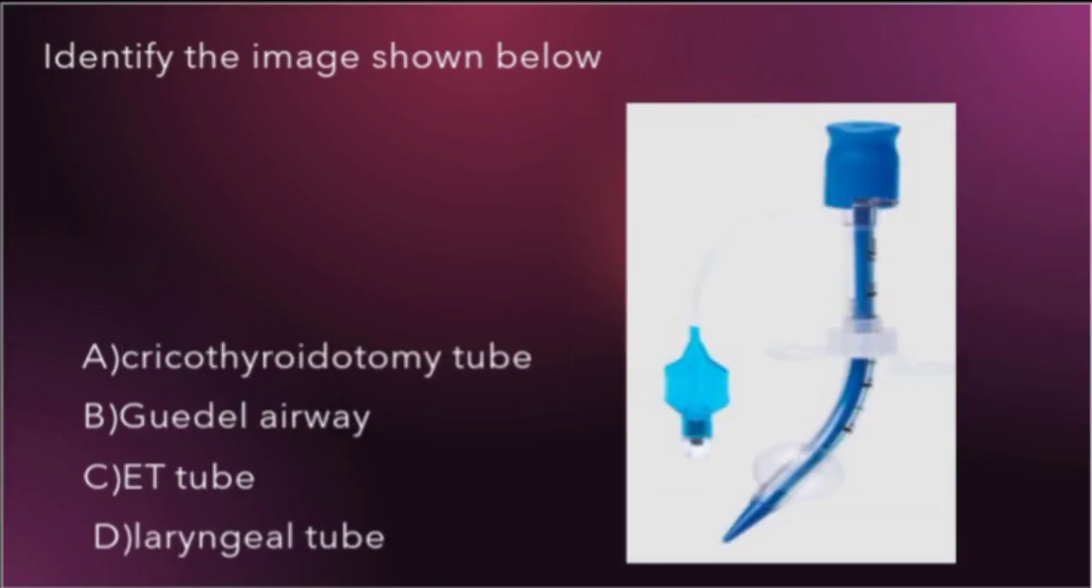Identify the image shown below. Option A, cricothyroidotomy tube. Option B, Guedel airway. Option C, ET tube. Option D, laryngeal tube. Correct answer is option A, cricothyroidotomy tube.